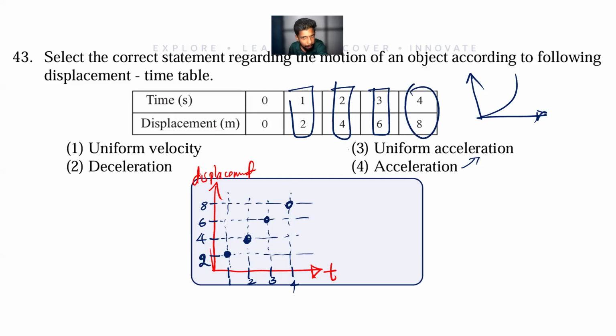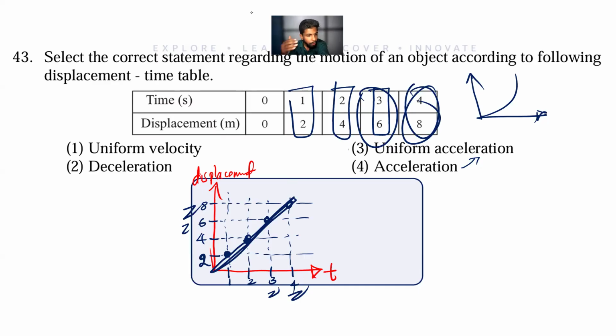Just mark the data. Here 4, 8. Here we had a 3, here we had a 6. So if you're doing like that, what kind of graph is this? Uniform velocity. Wait for a while.